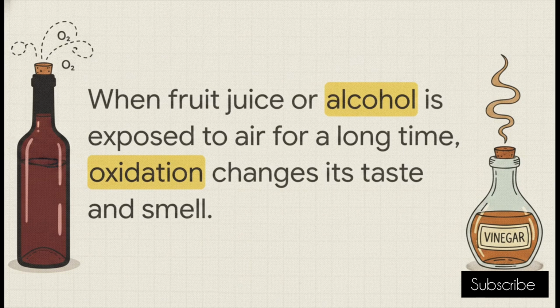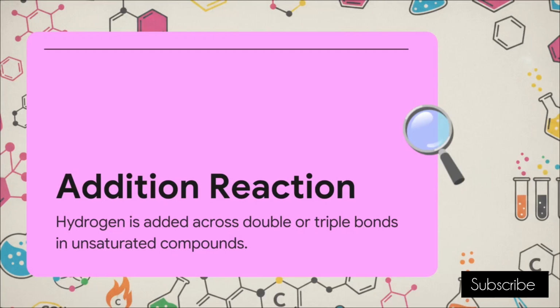Well, when fruit juice or alcohol is exposed to air for a long time, this exact oxidation process occurs naturally. Oxygen is added over time, and as a result, the taste and the smell completely change. Mystery solved. Moving on, our second key reaction is the addition reaction.